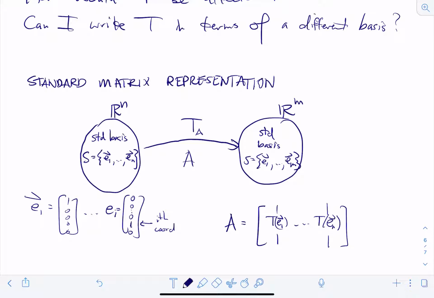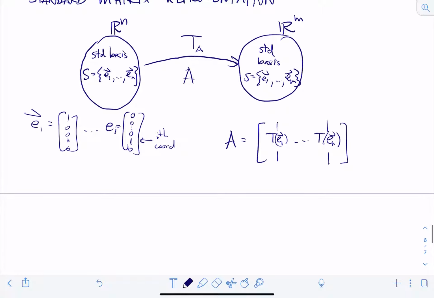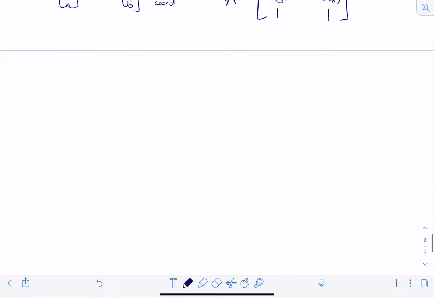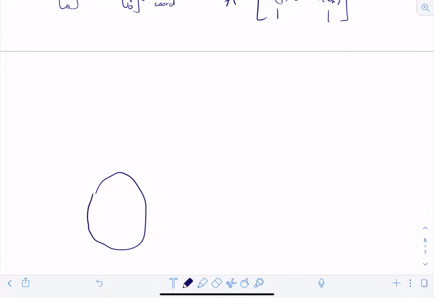So what we would like to do is look at a transformation that does not go from the standard basis to the standard basis. In other words, let's say that we had still an Rn down here. We still have an Rm over here. But I want to have a different basis here. I want to have a basis B1.